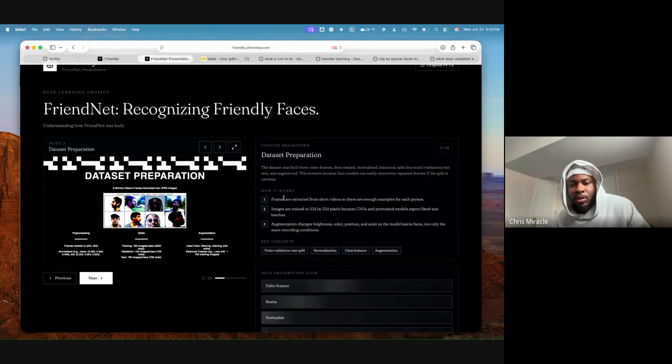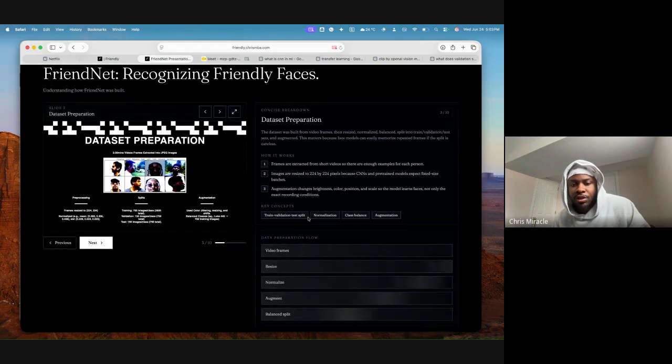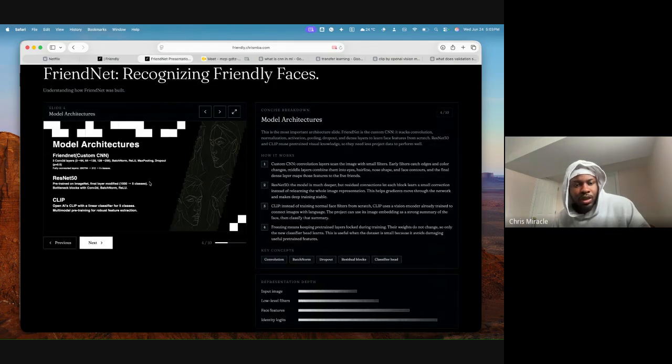Frames were extracted from short videos, so there are enough samples for each person, resized to 224 by 224, and augmentations were applied as well. So: train, validation, test, with normalization, class balance, and augmentation. For model architecture, I used my custom CNN, which had 3 layers, going from 64 channels to 128, and then from 128 to 256.